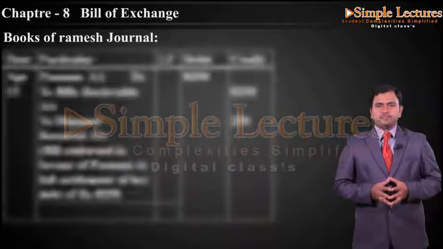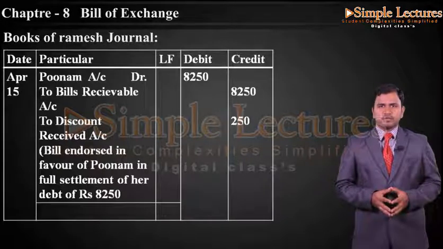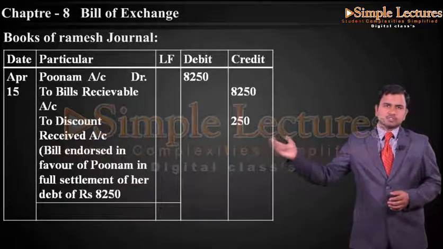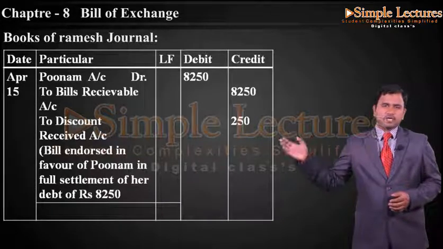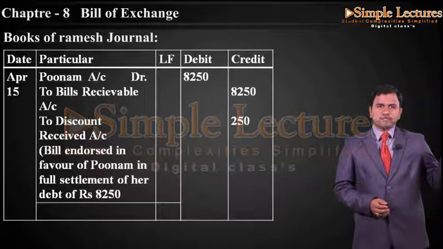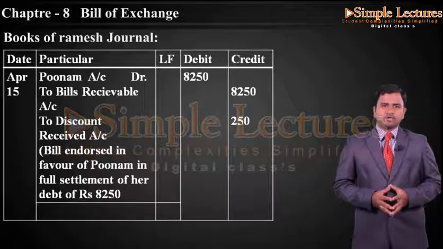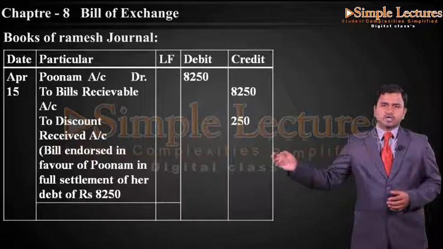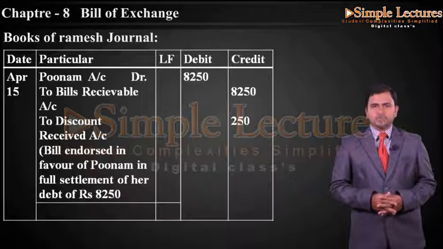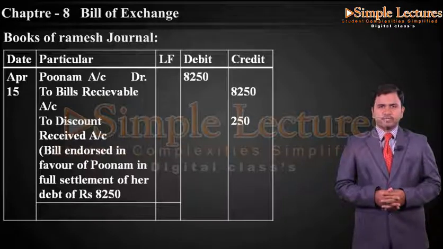And then the bill has been endorsed to the creditor of Deepak, who is Poonam. So here again the entry will be dated 15th March 2006. Poonam account debtor to bills receivable account 8,250 and 8,250. One more entry we are going to record is discount received account 250. So here the discount has been received from Poonam, and it will be recorded as income to us, so the entry will be credited.